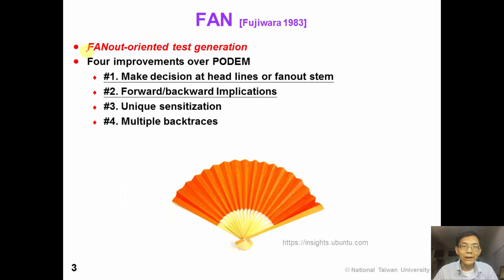The full name of the FAN algorithm is fan-out oriented test generation. It proposed four improvements over the PODEM algorithm. Number one, FAN makes decisions at head lines or fan-out stems. Number two, FAN performs both forward and backward implication. Number three, FAN uses unique sensitization. Number four, FAN proposes multiple backtrace. We will go through these improvements one by one. So now let's start from the first one.